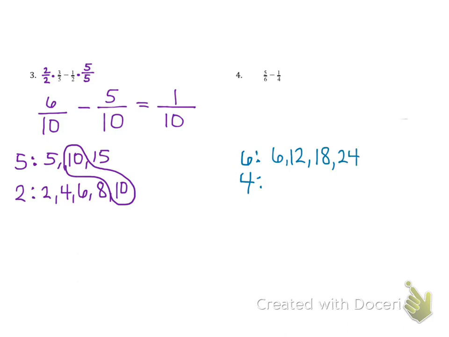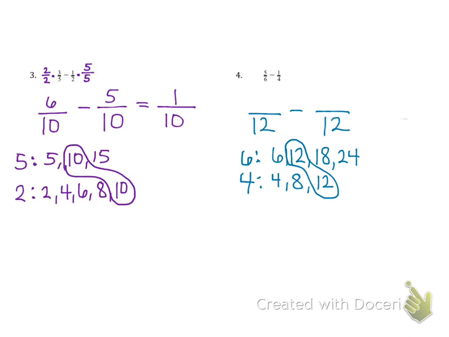Now let's move on to 4. 4 times 1 is 4. 4 times 2 is 8. 4 times 3 is 12. And there I see our common denominator, which is going to be 12. So I want both of these fractions to have the common denominator of 12.